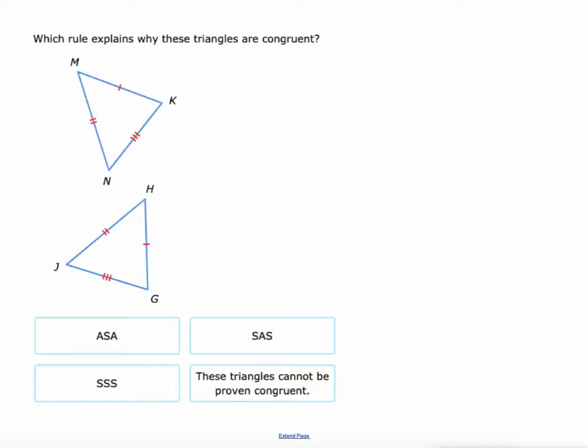All right, which rule explains why these 2 triangles are congruent? Well, we've got this side, which is congruent to this side. We've got this side that's congruent to this side. And we have this side that's congruent to this side. That's what those marks mean. So that is side, side, side. We can determine that these 2 triangles are congruent by the side, side, side rule.